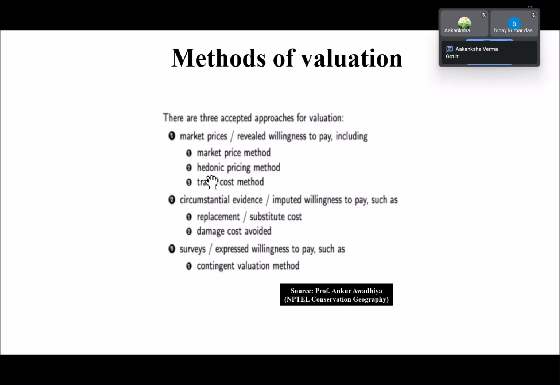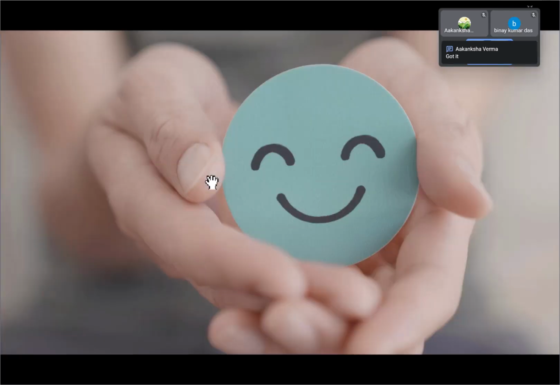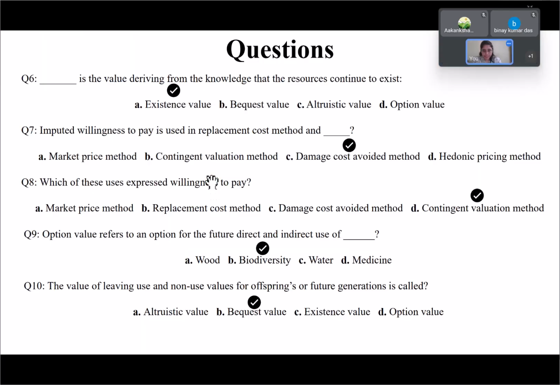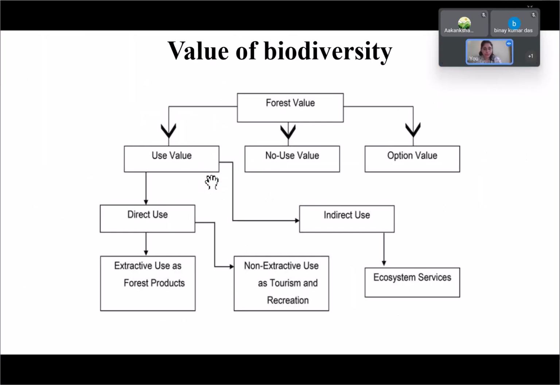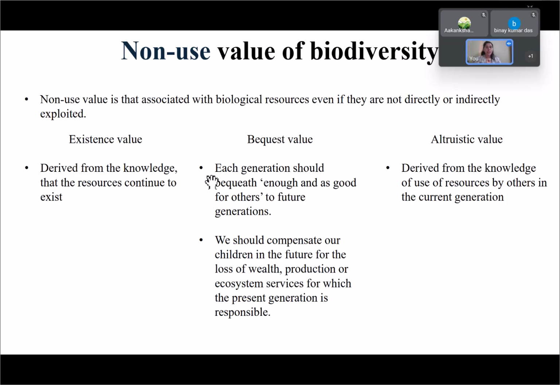Cool. And the other question you asked was about bequest value. Yes, I will come to bequest value. Bequest value comes under non-use value. I'll read it out first for you. Bequest value says each generation should bequeath, that is, give or donate, enough and as good for others for future generations. We should compensate our children in the future for the loss of them.